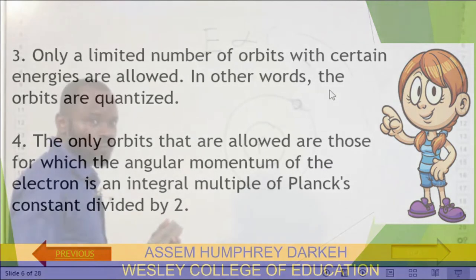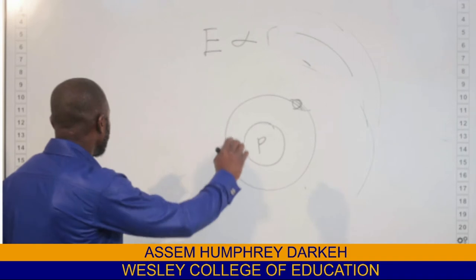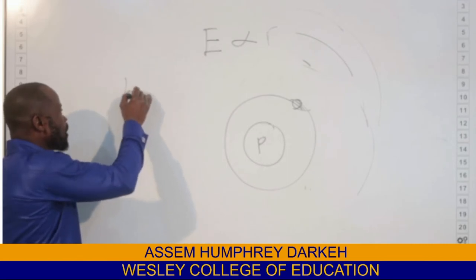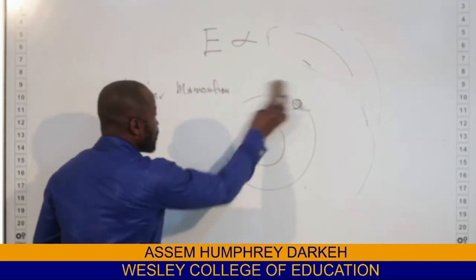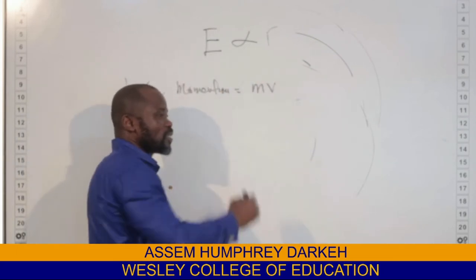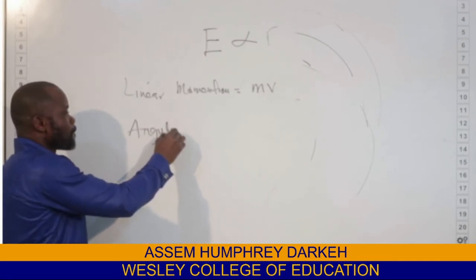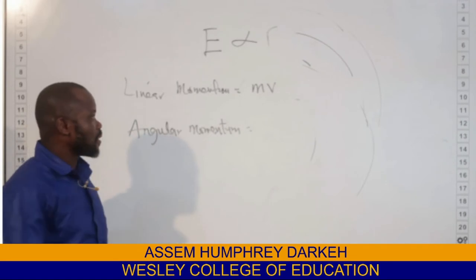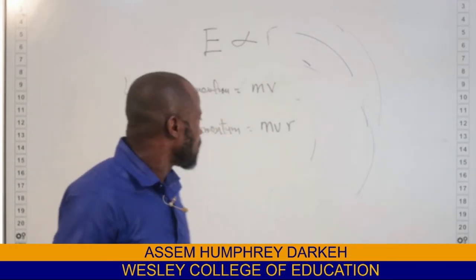So for the fourth assumption, we can look at it from the perspective of the fact that linear momentum is supposed to be the mass of the particle and its velocity. We are looking at angular momentum, and this will be the linear momentum multiplied by the radius of the circle in which the electron is moving.